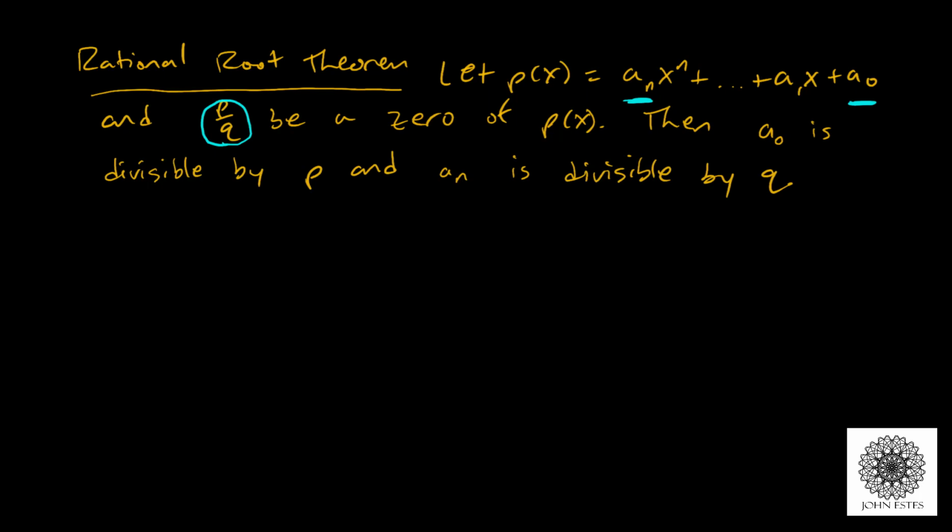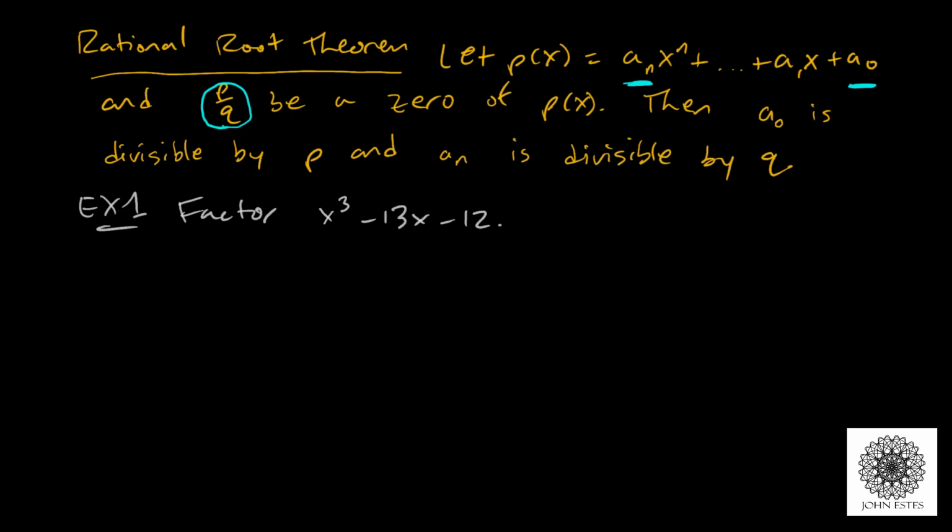If we have that, then a sub 0, my constant term, is divisible by p. So the numerator of my root divides the constant term, and a sub n is divisible by q. In other words, the denominator of my root divides my leading coefficient. That will help me come up with a candidate list for when I'm trying to factor something like we just had, x cubed minus 13x minus 12.